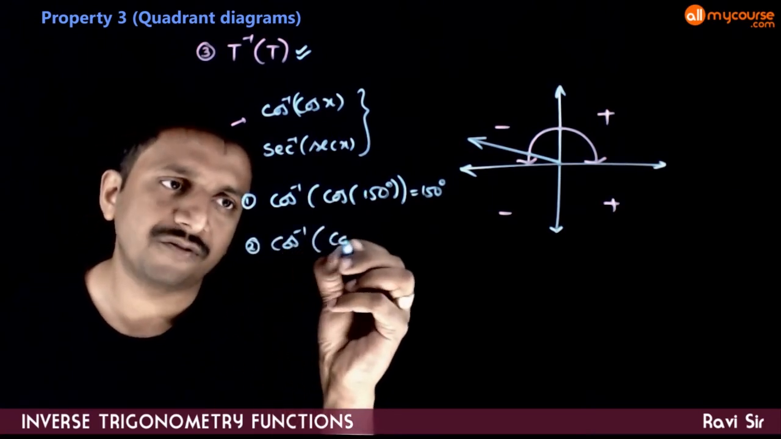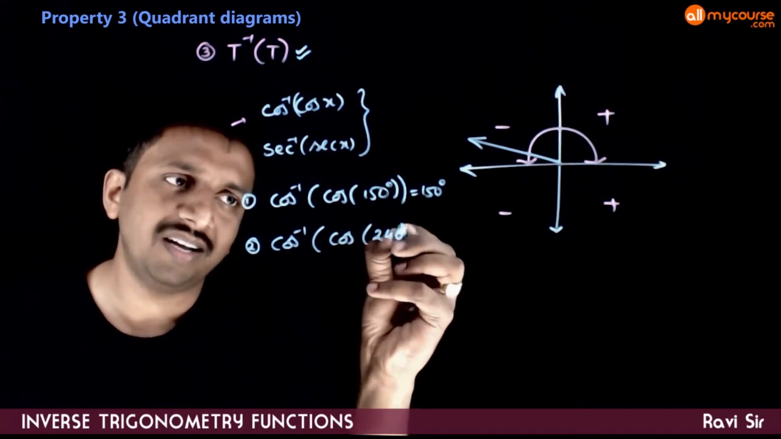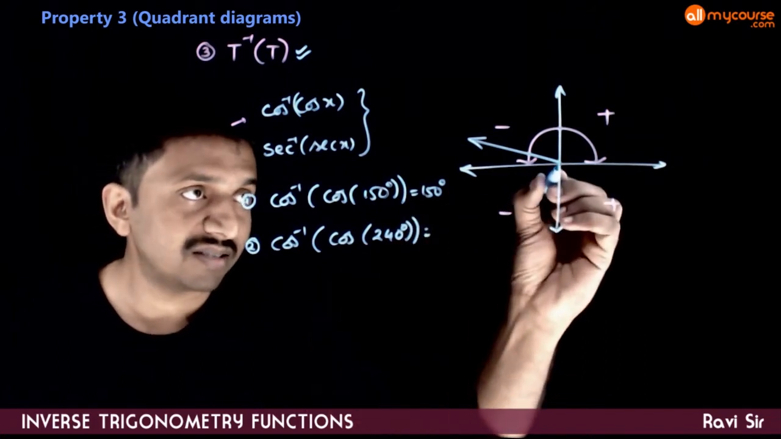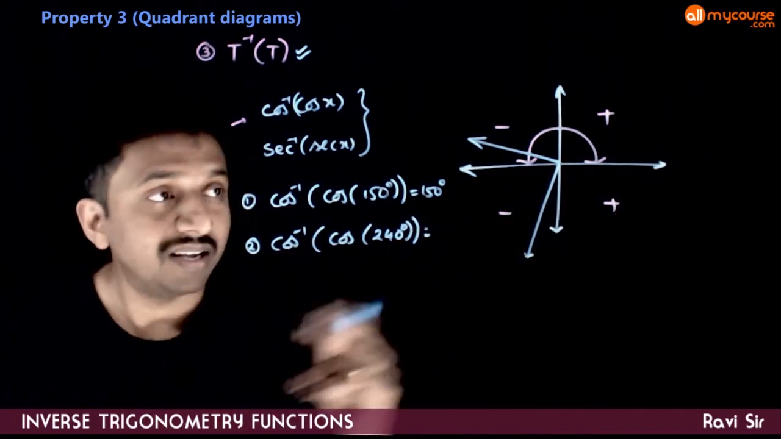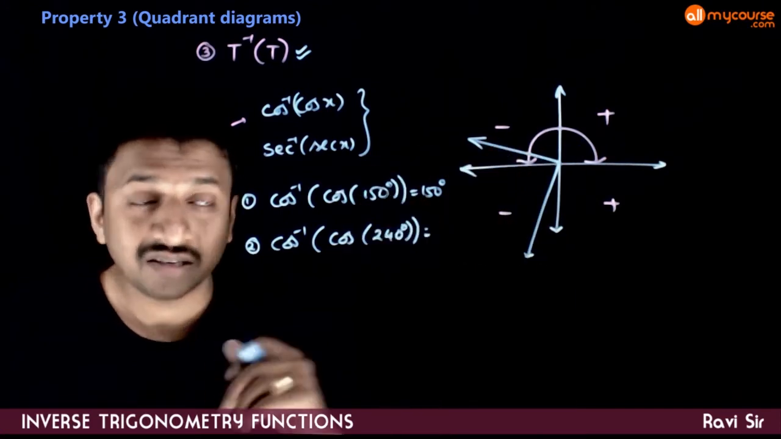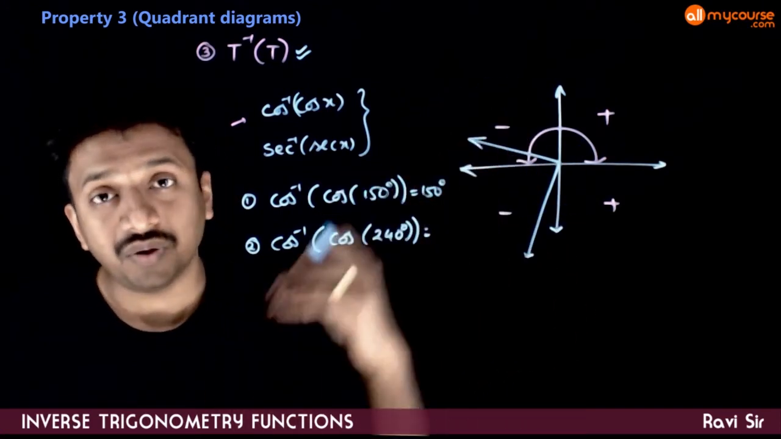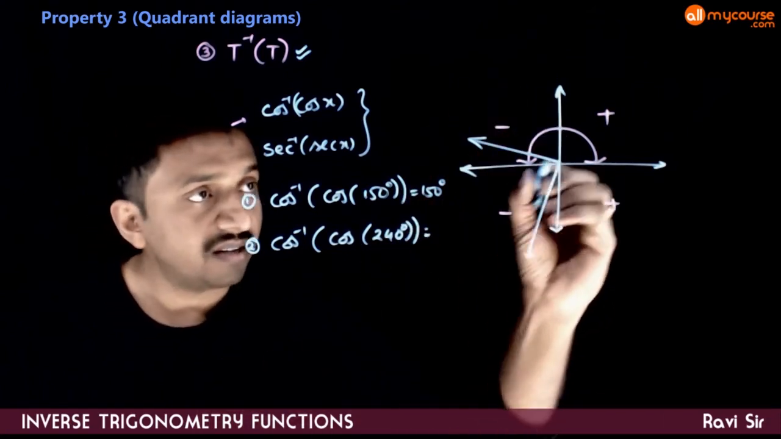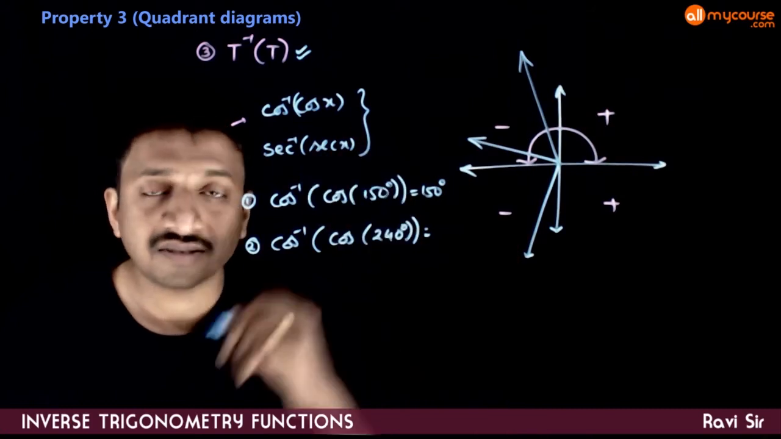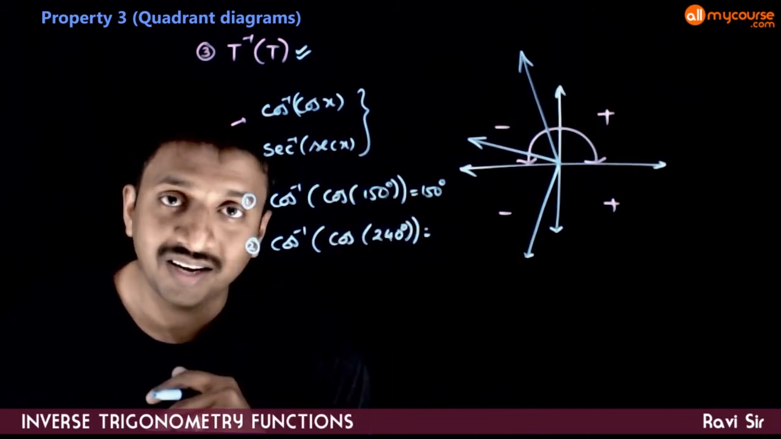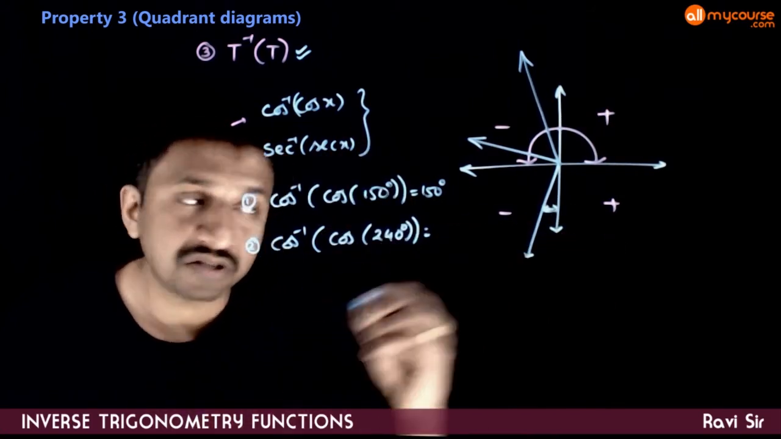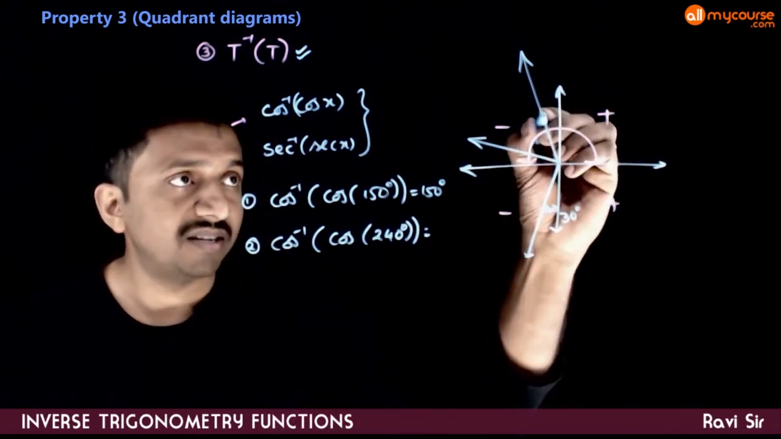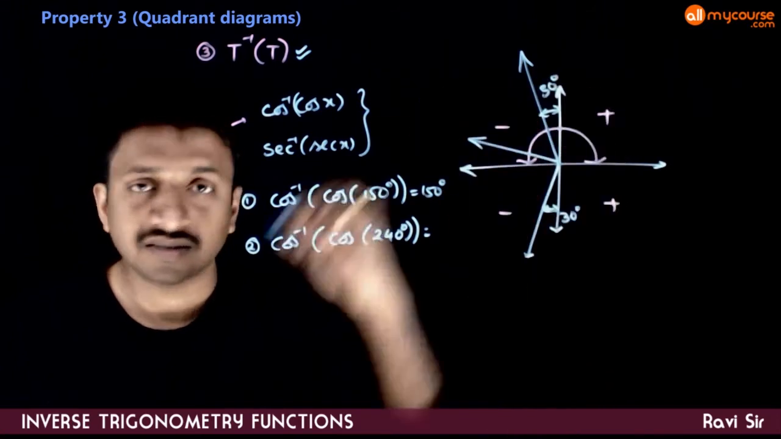Cos inverse of cos 240 degrees. So if you draw the ray corresponding to 240 degrees, the ray looks something like this. It lies outside the range. So you have to take this ray into the range by reflection. So negative has to go to the negative side. So on reflection, the ray looks like this. So if this is 240 degrees, this angle is how much? 30 degrees. On reflection, if this angle is 30 degrees, this angle is also 30 degrees.